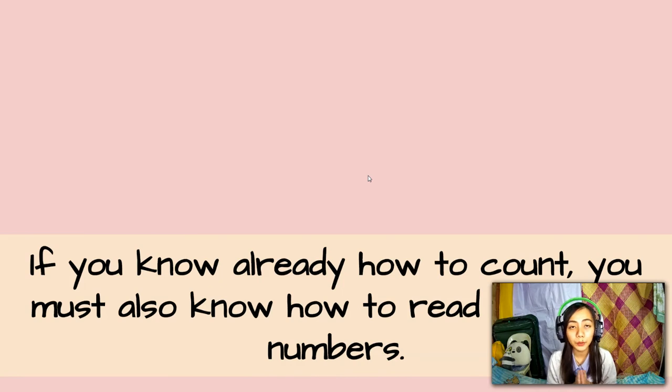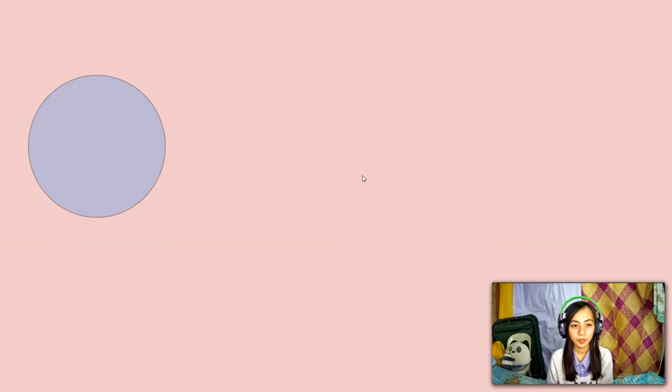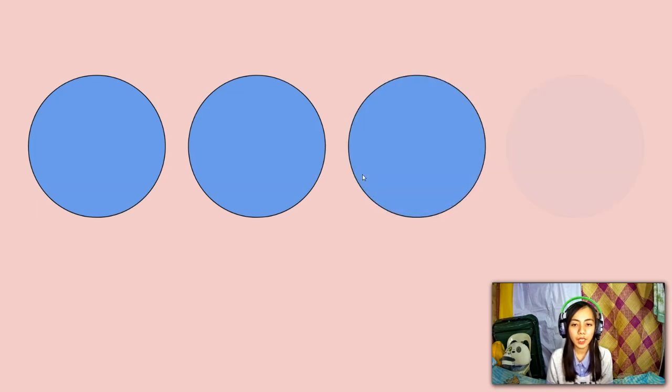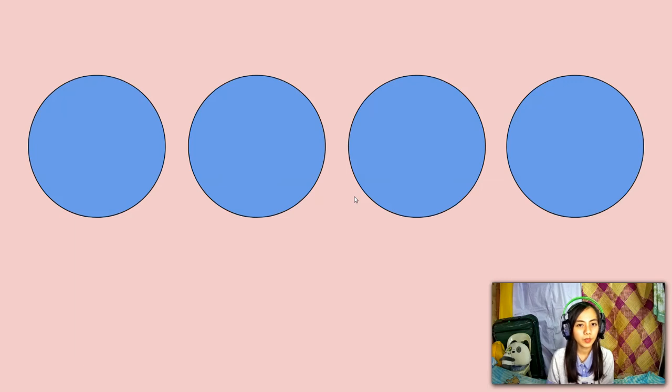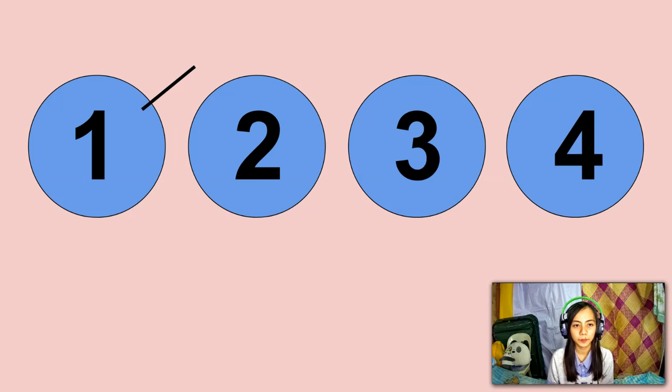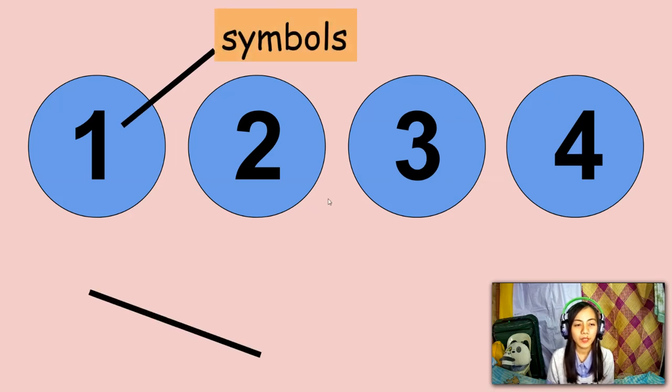So, if you know already how to count, you must also know how to read and write numbers. Yes, it is easy to say the number, but you must know also how to write it in numbers. So, for example, I have here how many circles? So, we have 1, 2, 3, and 4. Now, this object or this figure is called the symbol of a number. So when you say 1, you have to write it in symbols. All you have to do is to write this.